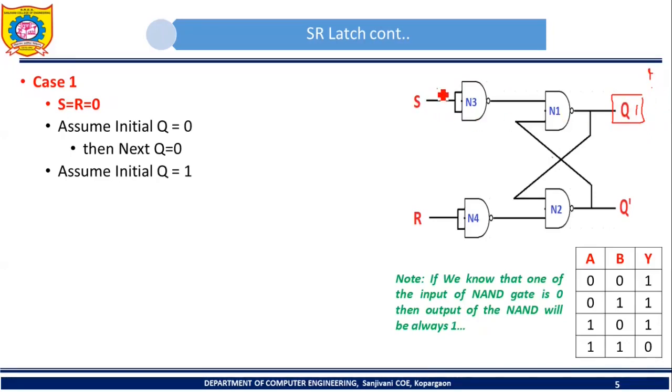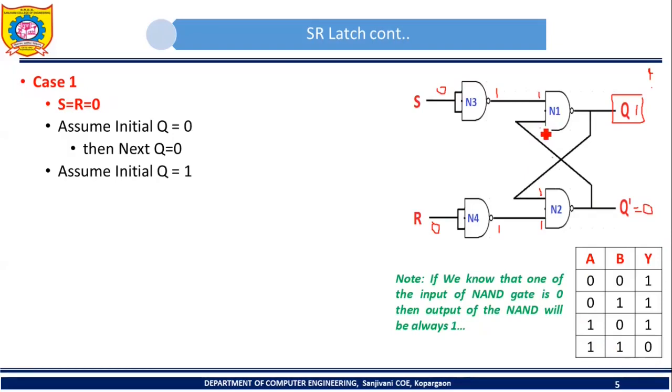And what inputs did we apply? 0, 0. What will be the output? Here 1, 1. So this one will become input to N1. This one will become input to N2. What is the initial value of Q? 1. So this one will become input to N2, because we have already applied the output of N1 to the input of N2. Here both inputs of N2 are 1, 1. What will be Q prime? Yes, both inputs are 1, 1, so Q prime will be 0.